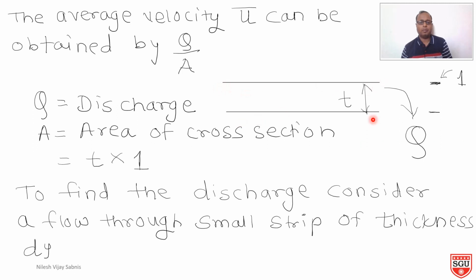These are two parallel plates which have a distance t in between them and through which discharge Q flows. Inside the board, the thickness of the plate is assumed as 1. So cross section area is nothing but t multiplied by 1. To find the discharge, we will consider one small strip which has thickness dy. Now we have to calculate the discharge through that small strip which has thickness dy.